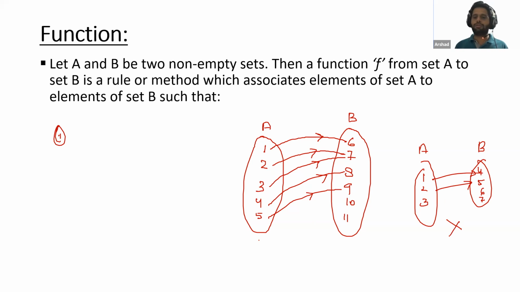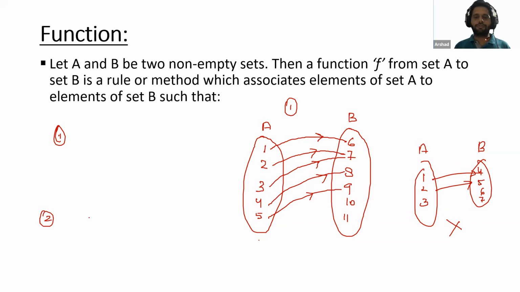So our first condition is that all the elements should be associated, should be related to the elements of set B. I hope this is clear to you. If anyone has a doubt, then please let me know, because I will ask questions from this again. This was the first condition. I will write here, first one. Okay. Second condition. What is the second condition?